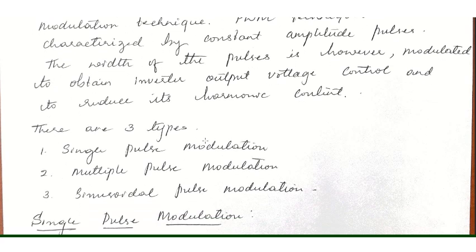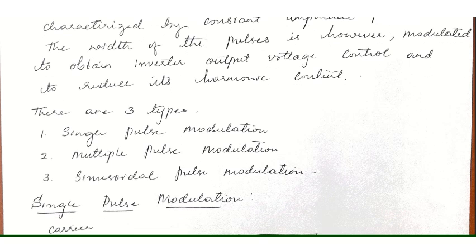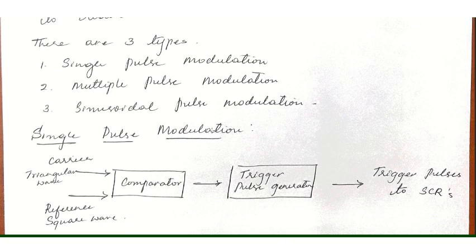So there are again three types in pulse width modulation technique. First is single pulse modulation. Second, multiple pulse width modulation technique. Then third is sinusoidal pulse width modulation. Then again there are fourth and fifth, wherein you have modified sinusoidal pulse width modulation and phase displacement control. So in this session we will be only discussing the single pulse width modulation technique.